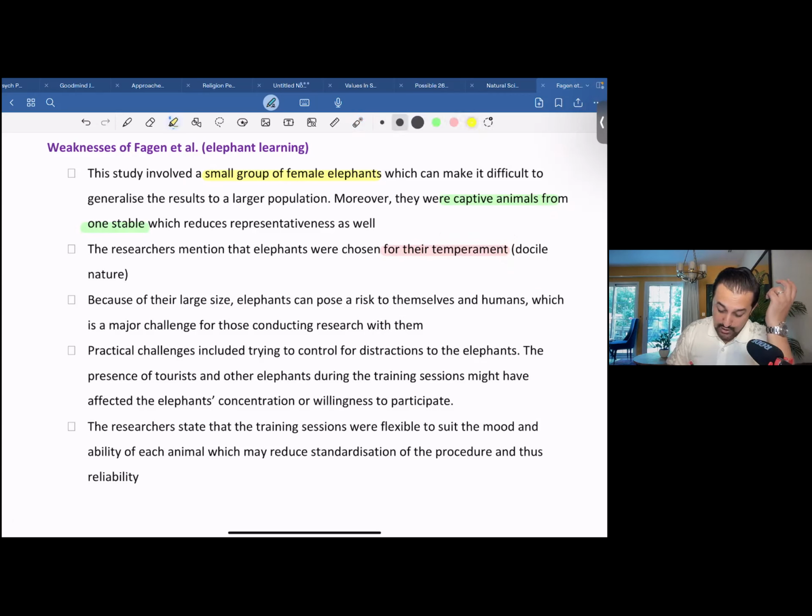Moving on to the third one. Because of their large size, elephants can pose a risk to themselves and to humans, which is a major challenge for those conducting research with them. Of course, elephants are huge, like I mentioned earlier. They're large animals, and they could end up hurting themselves, which is not right, because you were making them do something that was unusual. We understand that the researchers were trying to use positive reinforcement techniques, and they were doing it for the better welfare of the elephants.